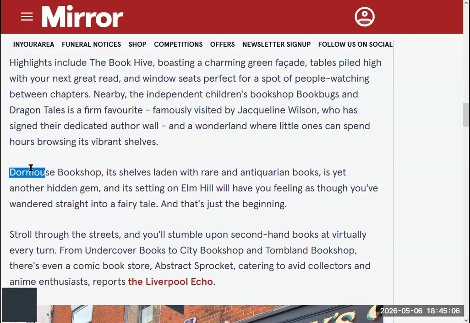So there's this word here, and it's right next to bookshop again. So this is the name of a bookshop. Any idea how you might say that word there? How might you say it?